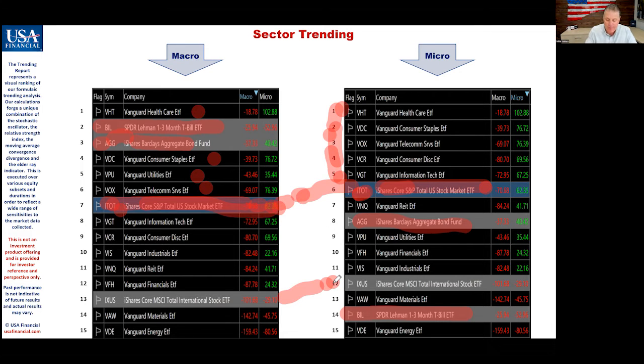So way down at the bottom, this is very interesting as well. Energy is in the bottom spot on both sides, both macro and micro. If we would have been having this conversation just a few weeks ago, energy would have been in the number 1 spot. It ran hard and it fell hard. And that has a lot to do with what's going on in Ukraine, what's going on in Russia, what's going on with the oil scenario, and the energy pressures that are taking place, which kind of brings us into inflation. So let's talk about inflation for a moment as well.